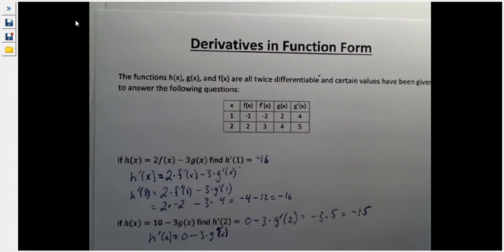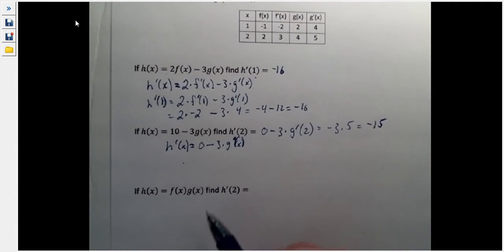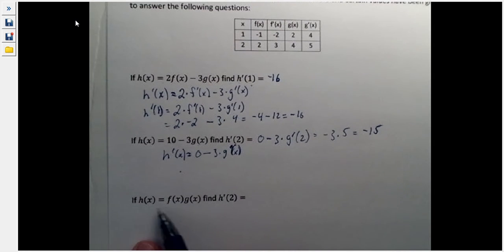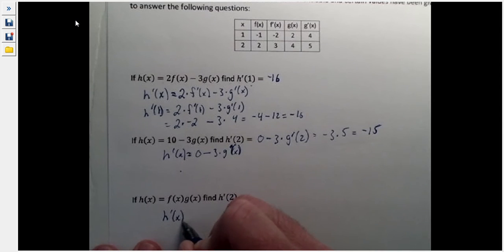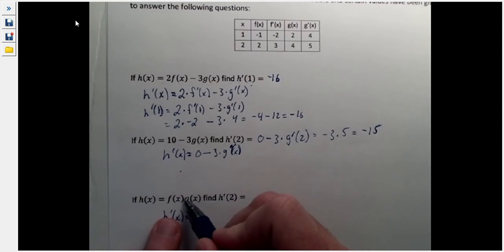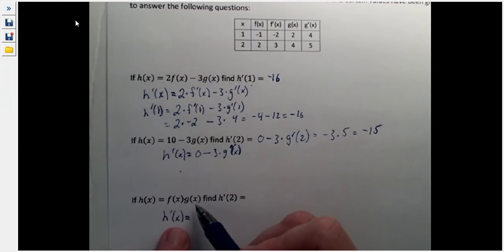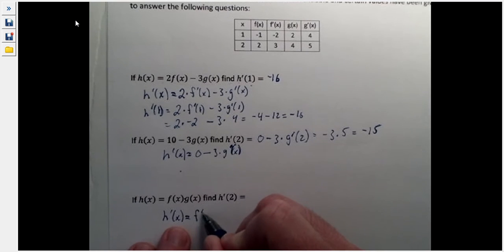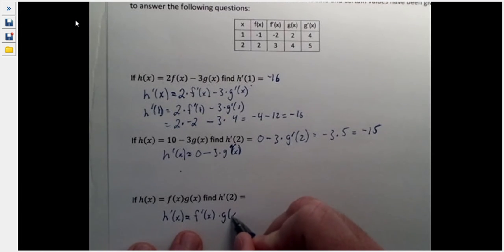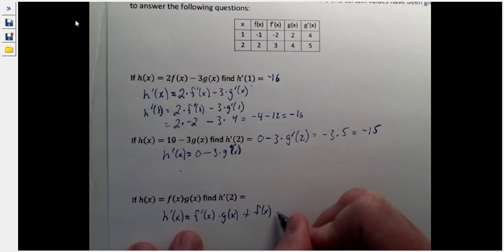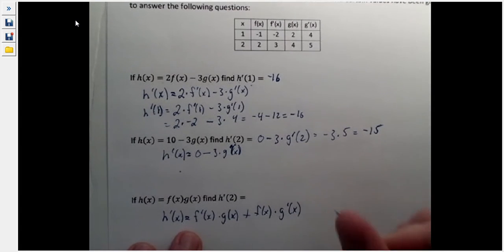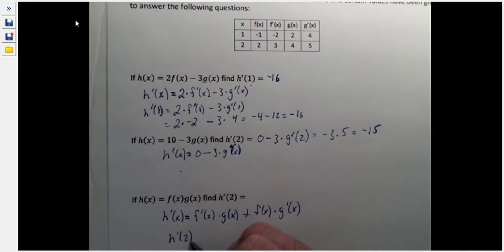So let's look at this one. This one's a little more involved. h of x is f of x times g of x. Find h prime at 2. Again, first thing I have to do is find h prime of x. Using product rule, because this is a function times a function, literally this function f times function g, I have to use product rule. So derivative of the first times the second plus the first times the derivative of the second, that is my derivative.